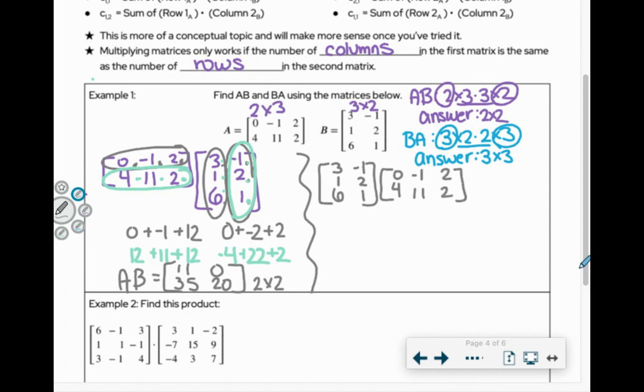Okay, so first row, first column, 3 times 0, 0. Negative 1 times 4, negative 4. Putting those two together. Then I get to switch to the other column, so I stop adding together my entries when I'm switching to the next column. 3 times negative 1 is negative 3. Negative 1 times 11 is negative 11.